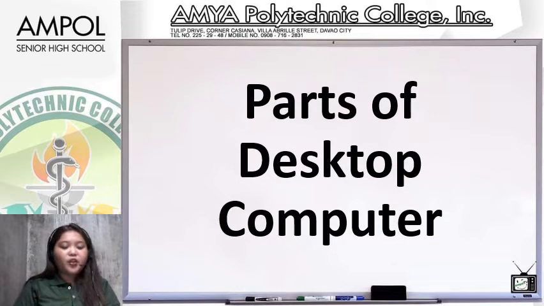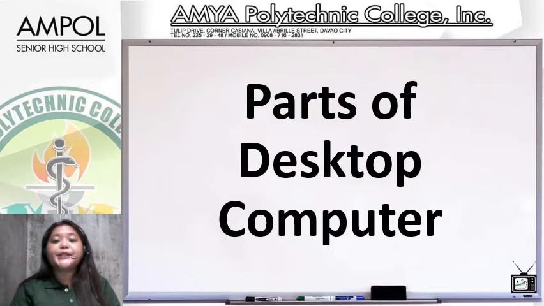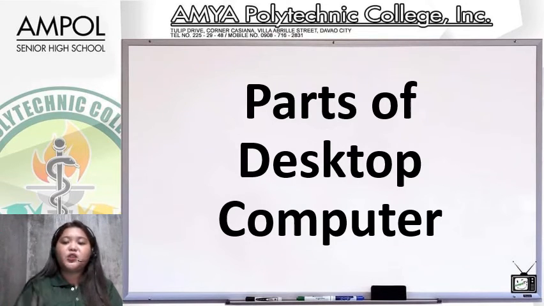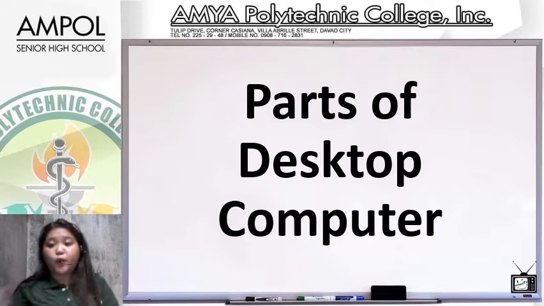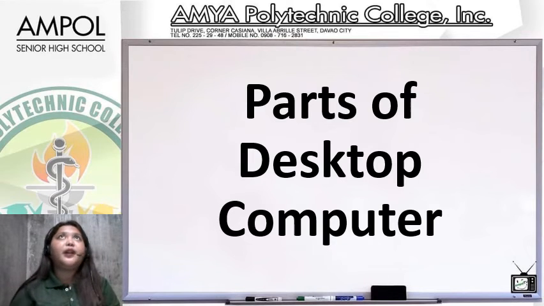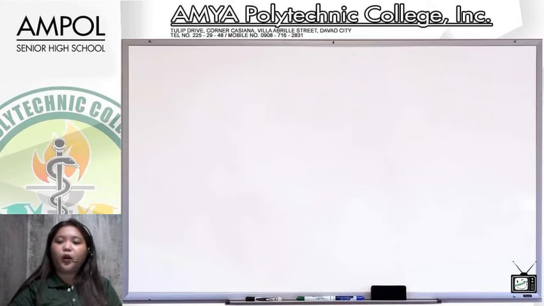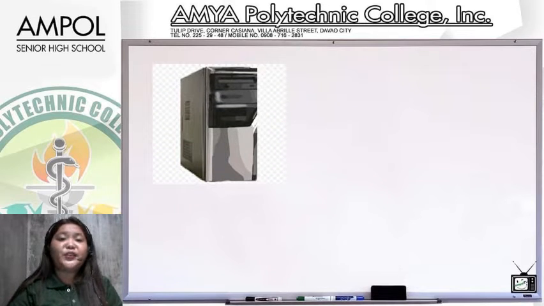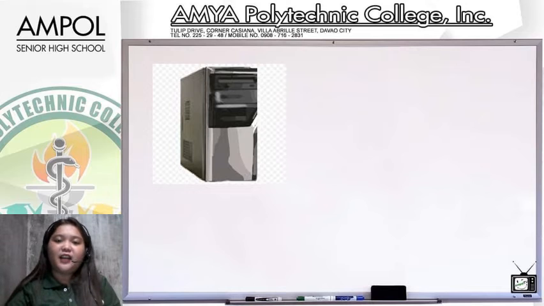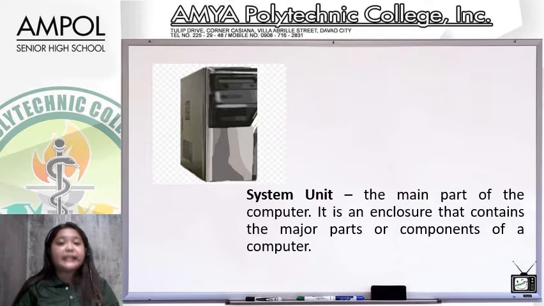Next, we are going to proceed with the parts of the desktop computer. What are the parts of a desktop computer? You have to listen to this because we are going to have it in our activity and quiz, where you are going to identify the parts of a desktop computer. The first one is the system unit.